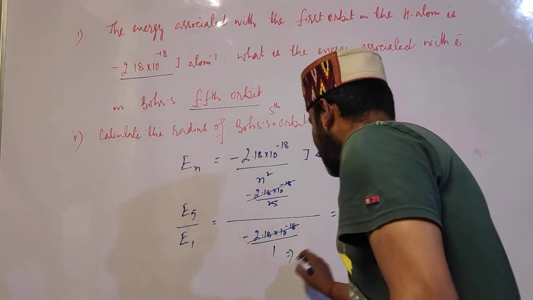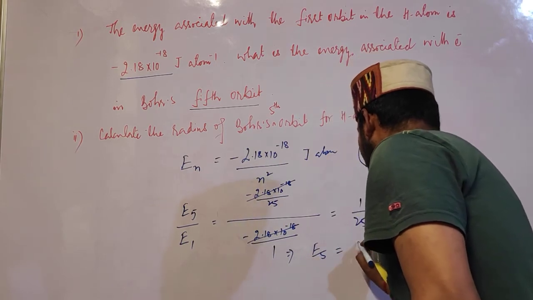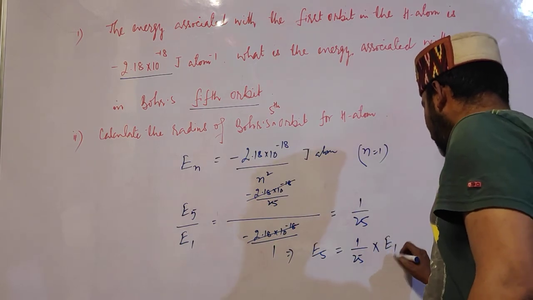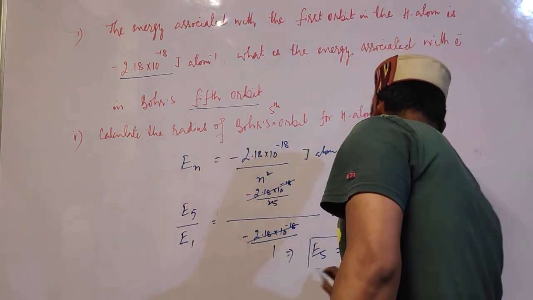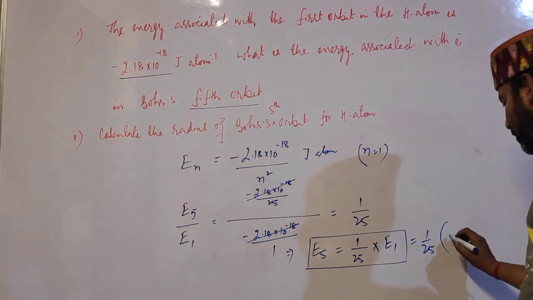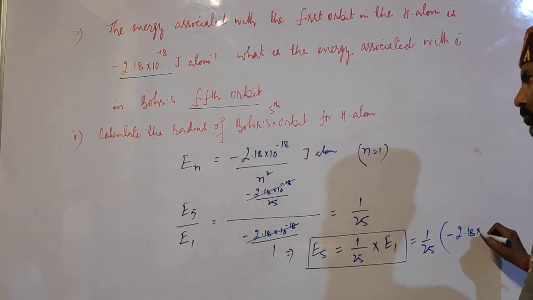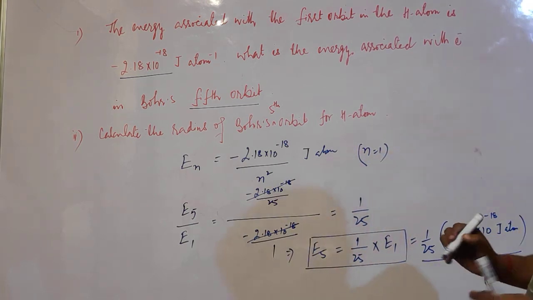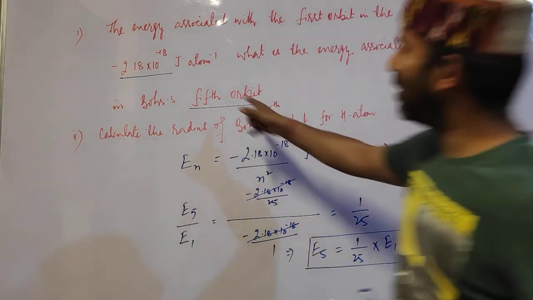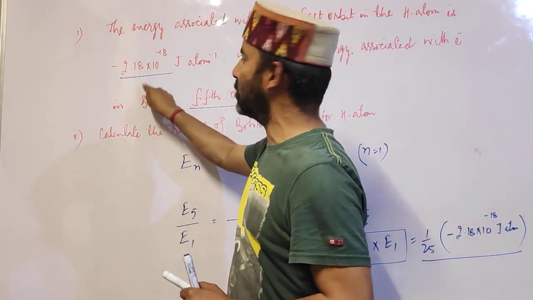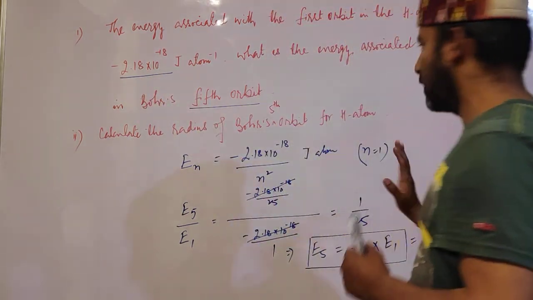So that means students E5 would be what, 1/25, that is 1/25 times the energy of the first orbit. और फर्स्ट ऑर्बिट का एनर्जी students आपको पता है, that is minus 2.18 into 10 raised to power minus 18 joules per atom. So solving this we get the energy of the fifth orbit. या तो students ये जो रिजल्ट है ये स्टैंडर्ड ही है, फर्स्ट ऑर्बिट का इतना है तो फिफ्थ ऑर्बिट का कितना होगा, जो ये है divided by n square, that is 5 square, 25 कर दो, आंसर आ जाएगा.